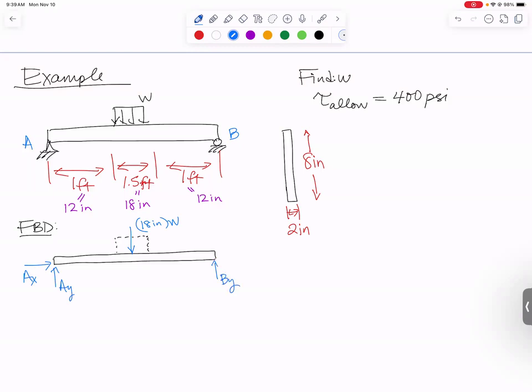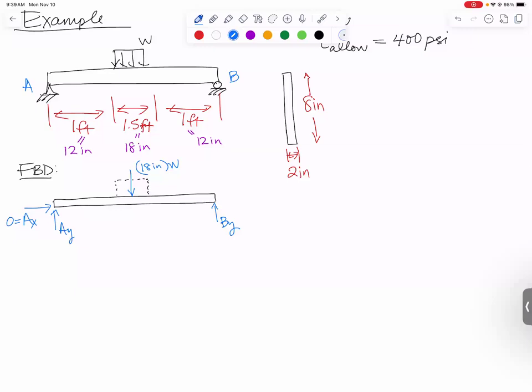Because there are no applied forces in the X, AX will come out to be 0. If you can see that it's symmetric, you would be able to tell that AY and BY are equal to each other. But if you can't see that, that's fine. You can always use equilibrium equations to figure it out.